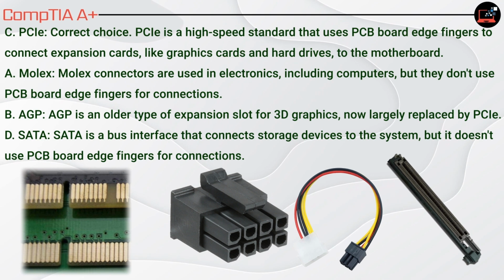B, AGP. AGP is an older type of expansion slot for 3D graphics, now largely replaced by PCIe. D, SATA. SATA is a bus interface that connects storage devices to the system, but it doesn't use PCB board edge fingers for connections.